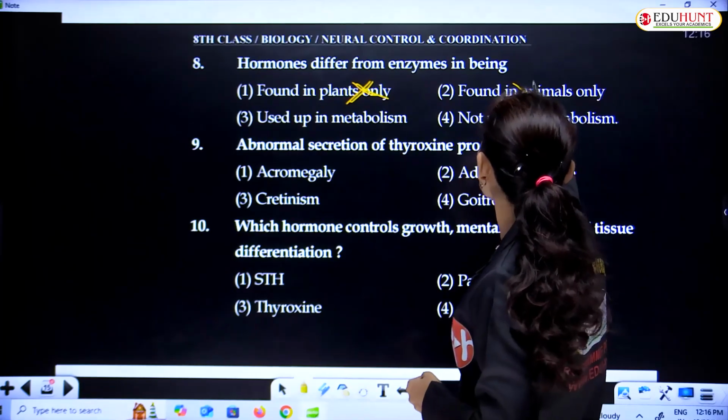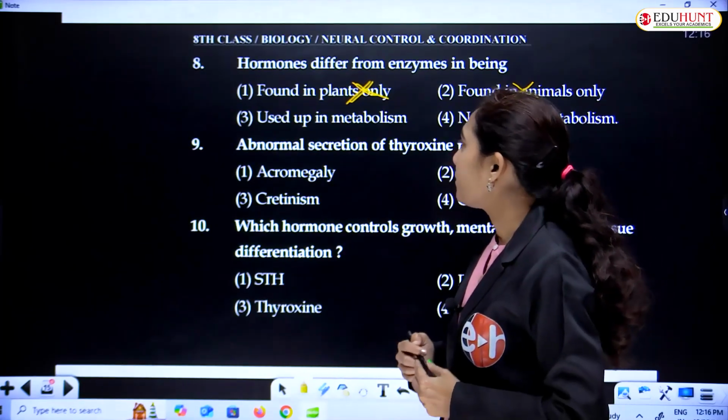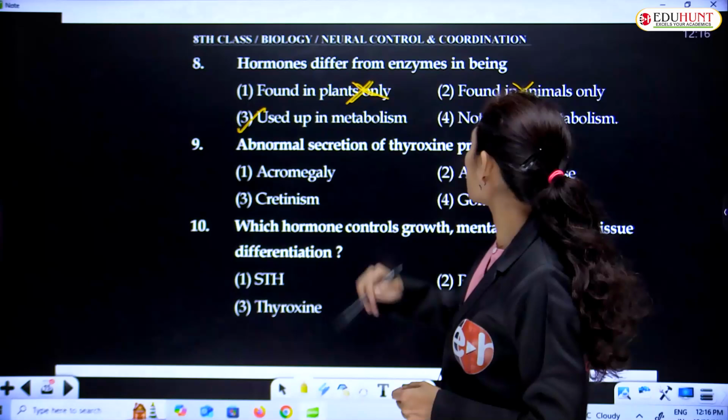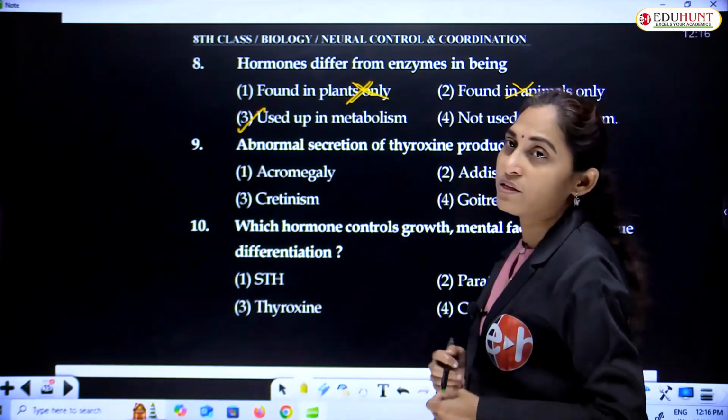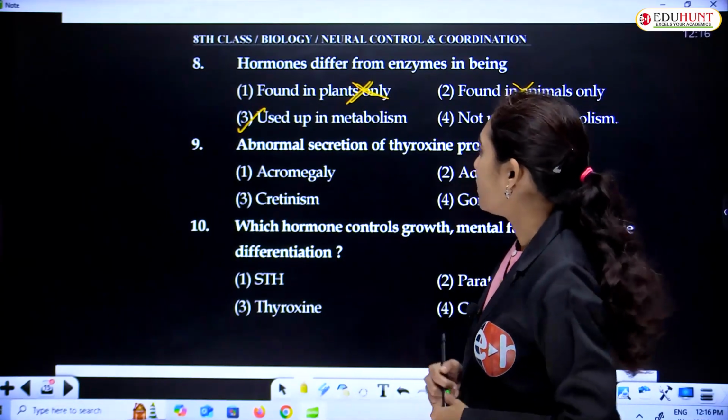Found in animals only, no. Used up in metabolism. This is the correct answer. Not used in metabolism. These are used up in the metabolism.